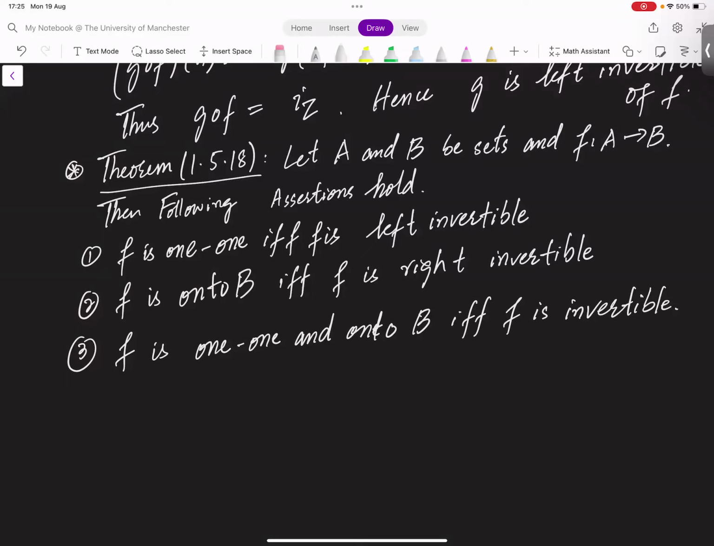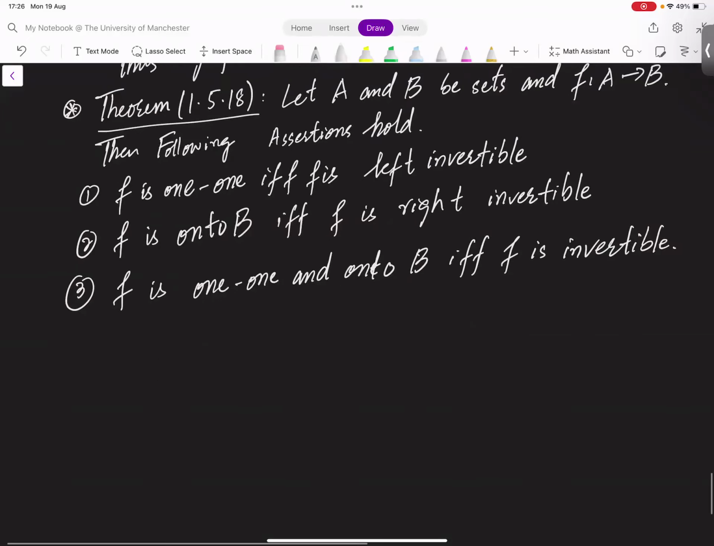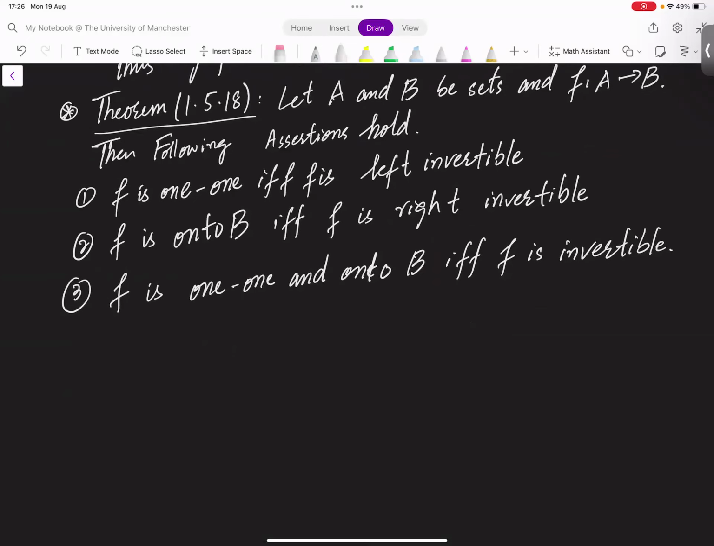Another story for the functions which are invertible or not. We provide the proof for this theorem on demand. If someone asks me in the comments, I will provide that.